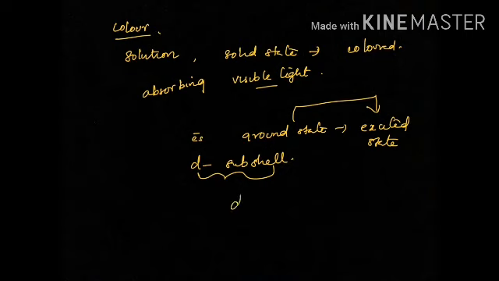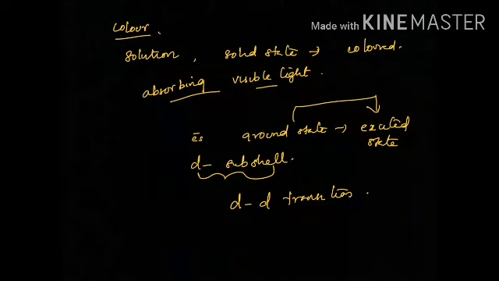Since the electronic transition is occurring within the d orbitals of a transition element, it is known as the d-d transition. So it is because of the d-d transition occurring in the transition metal, and it happens because of the absorption of visible light. Because of the absorption of visible light, they appear colored. Normally the color will be the complementary color of the light which is absorbed by the element.